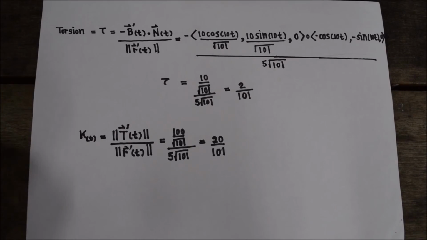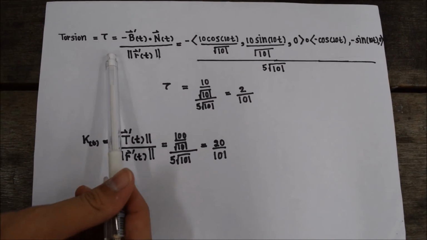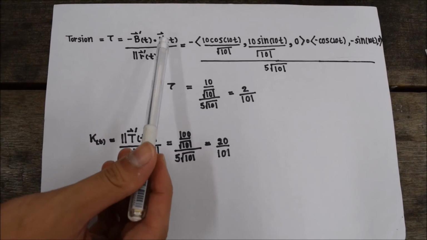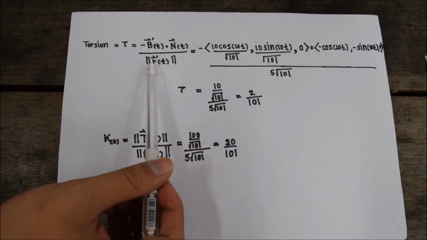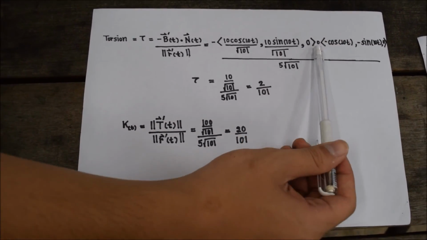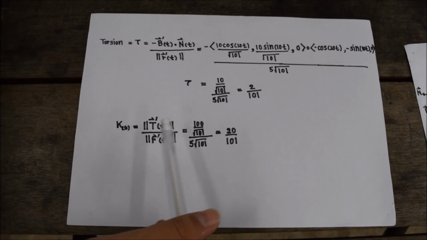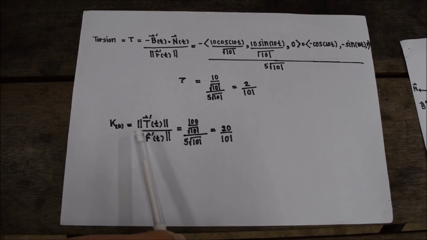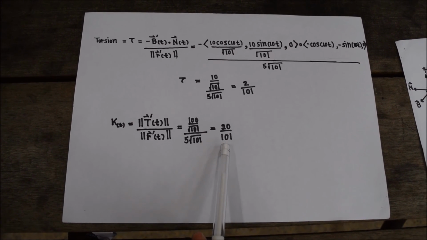This is the calculation of torsion and curvature. We can find torsion as the negative of the derivative of the unit binormal vector dot multiplied with the unit normal vector, over the magnitude of the derivative of vector r, which is equal to this amount, the dot component. We get the torsion equal to this amount. And we can find the curvature as the magnitude of the derivative of the unit tangent vector over the magnitude of the derivative of vector r, equal to this amount.